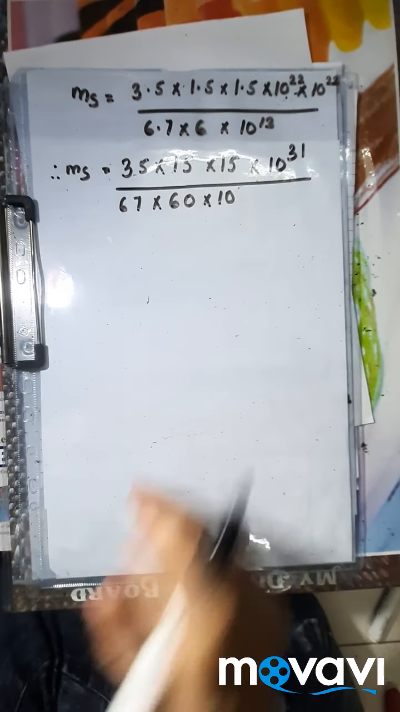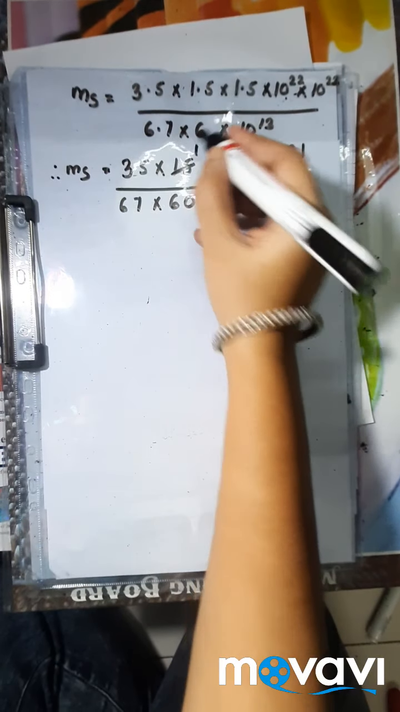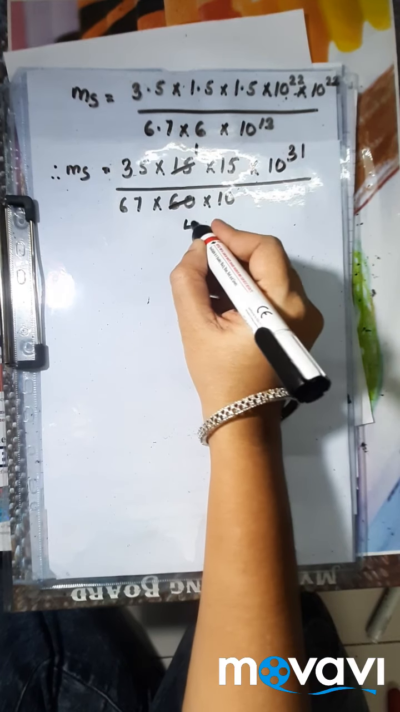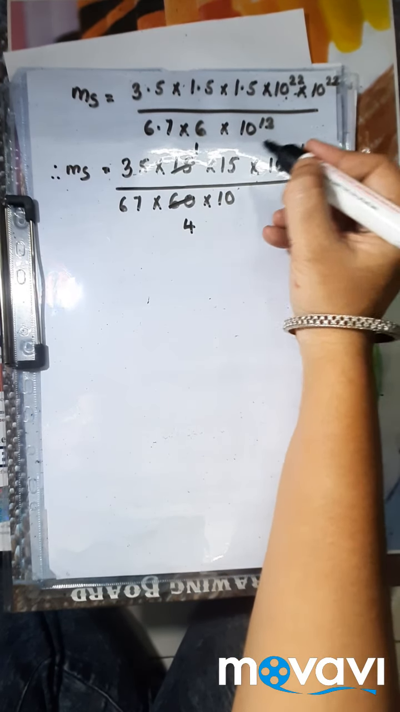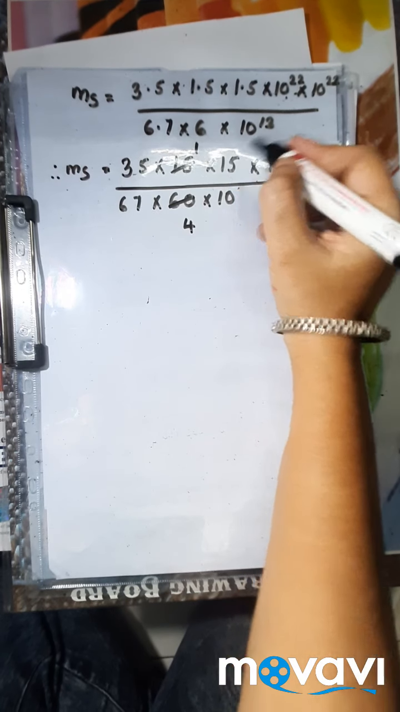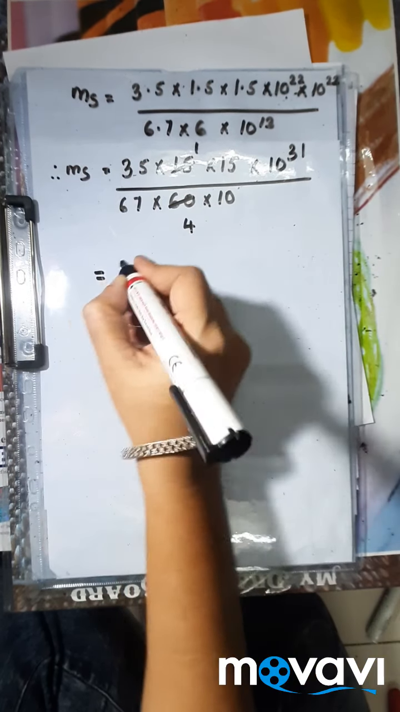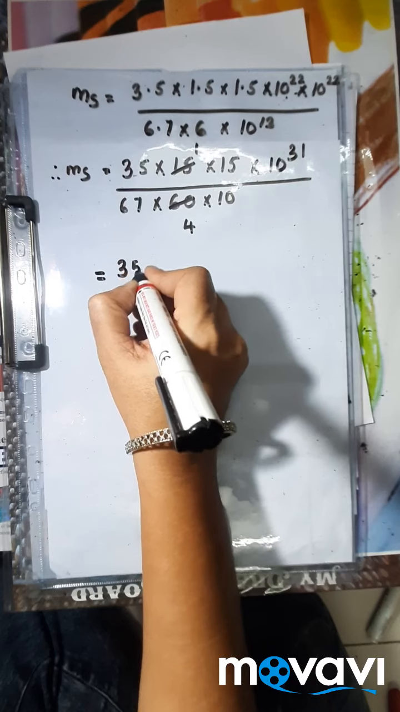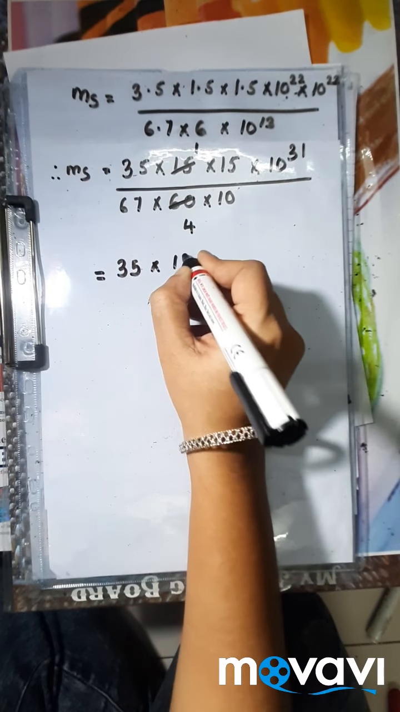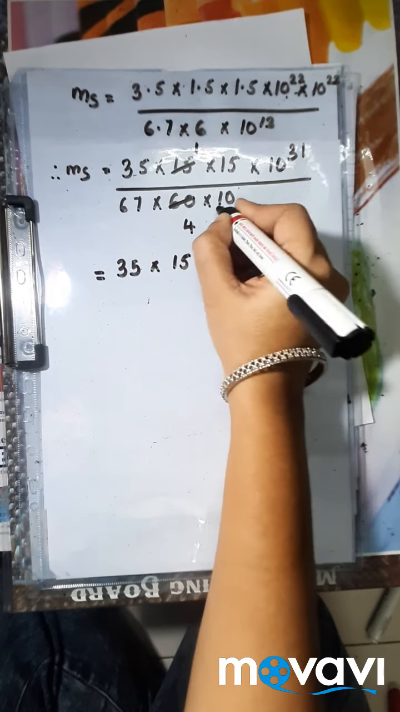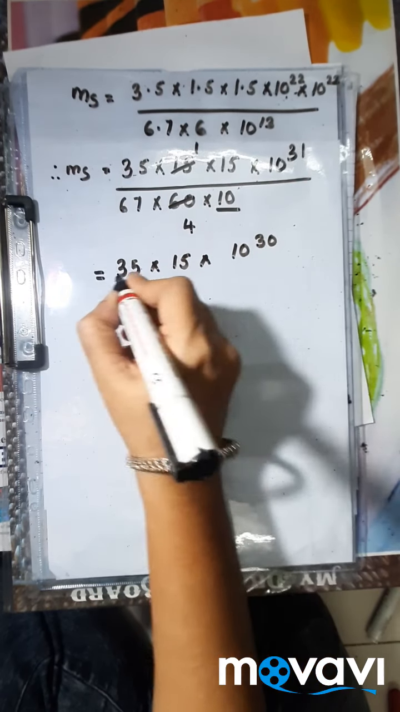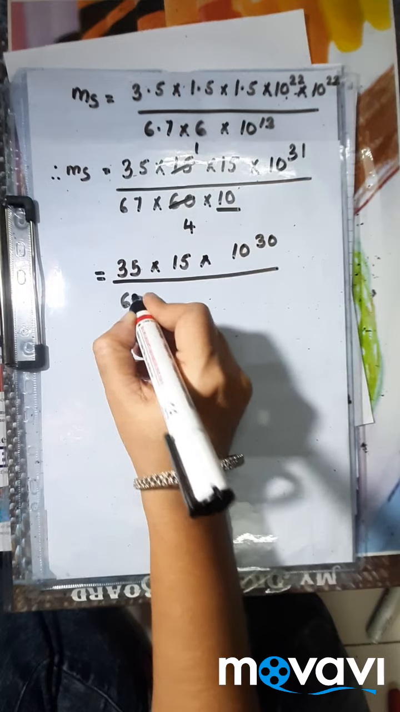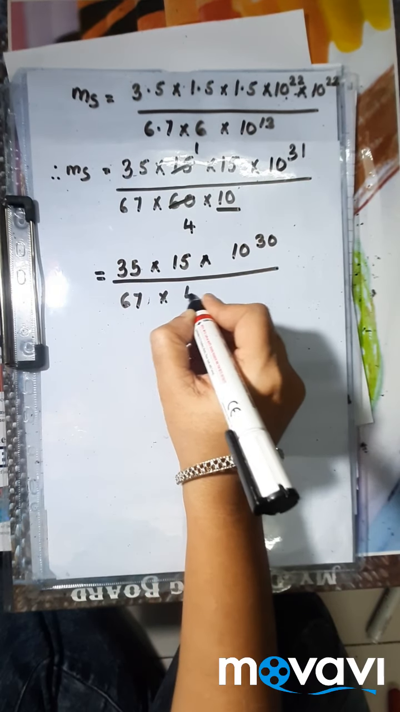Right? So now 15 ones are, 15 fours are. Okay, so let's not touch this at all. So this becomes 35 multiplied by 15. Okay, once again this is 10, this goes on top, so it becomes 30, upon 67 multiplied by 4.